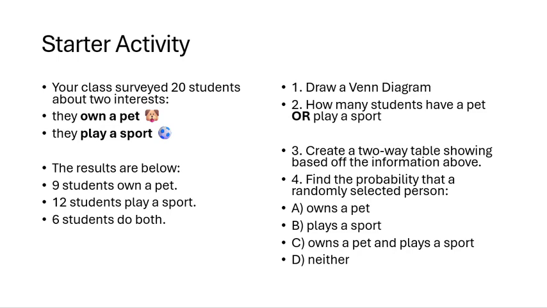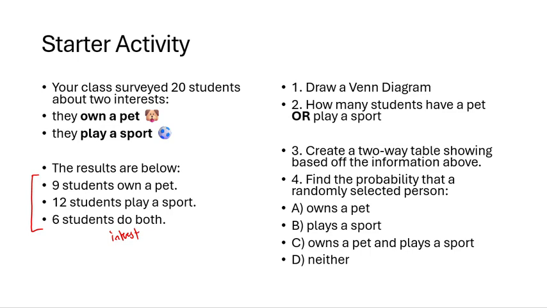There we go. So your class surveyed 20 students about two interests. One of them is that they own a pet, and the other interest is that they play a sport. This section is pretty important because it gives you the information you need to answer your questions, okay? In this case, 9 students own a pet, 12 students play a sport, and 6 students have both. You get the idea. They have an interest in both.